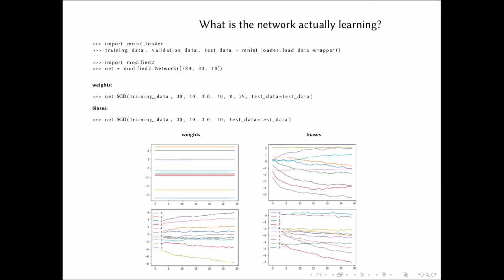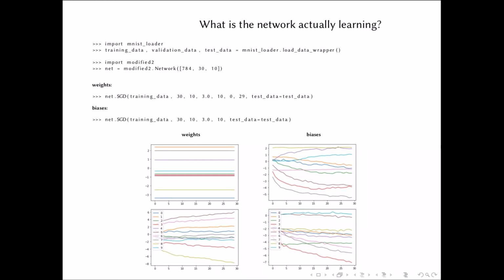So what is the network actually learning? As we said before, the network wants to learn good weights and biases so it can minimize this cost function. So I was wondering, can I change this code a little bit to plot these weights and biases to see how they change after each epoch? So I modified his code a little bit. Here, this 30 is still the 30 epochs, a mini batch of size 10, and a 3.0 learning rate.